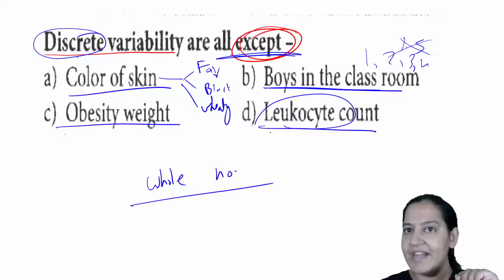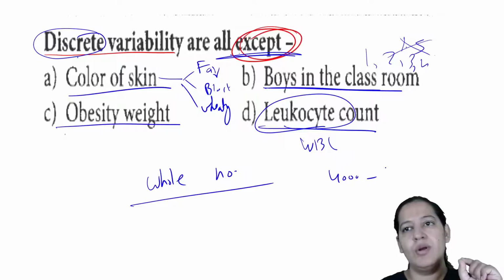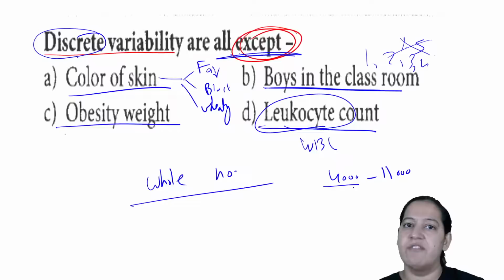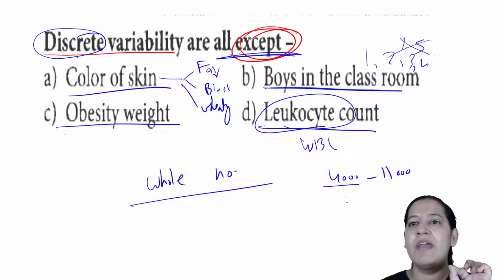Leukocyte count, WBC count. So in your blood, how many WBC are present? Leukocyte matlab WBC. The normal range is 4000 to 11000. So whether it will be 4000, 4001, 4002, it will be a whole number. Either a complete WBC will be present or it will be absent. It will not be 4000.3 WBC present. No, it will not be there. So it will be a whole number again.